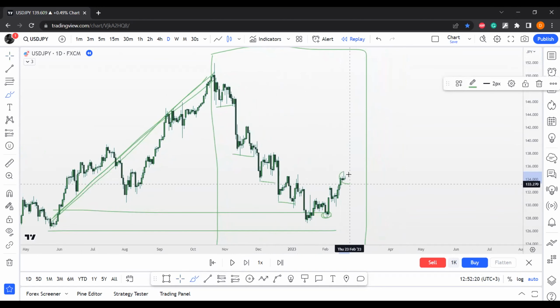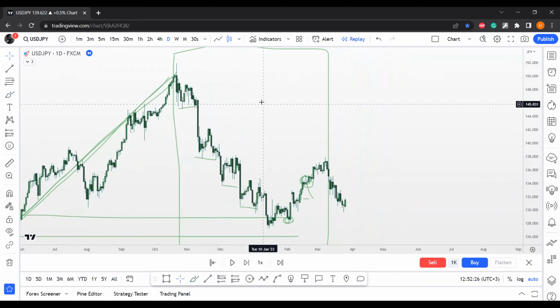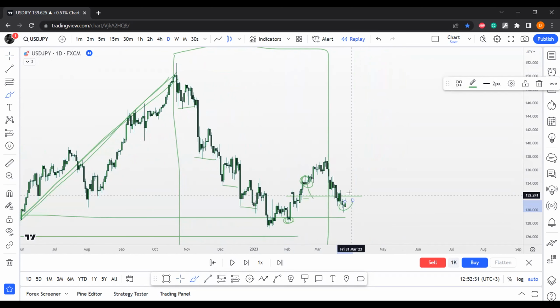Now, is this a bullish model at this point, or even at this point? Not yet. Even here. For some people, it's already a confirmation, and that's fine. But the problem is that it is a bearish model.